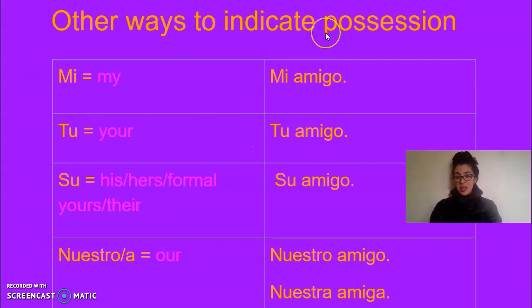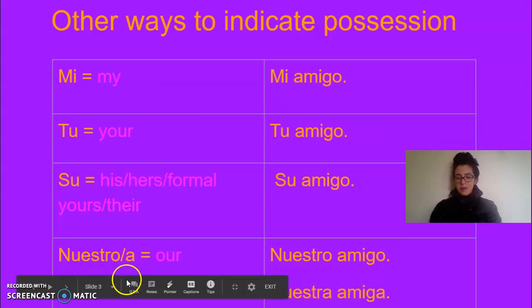Other ways to indicate possession in Spanish, right? So mi means my. So mi amigo is my friend. Tu amigo is your friend. Su amigo could mean his friend, her friend, their friend, or the formal your friend. And we'll talk more about that later. Don't get stressed out about it. I know it sounds like a lot, but it's fine. Don't stress. And nuestro amigo means our friend.